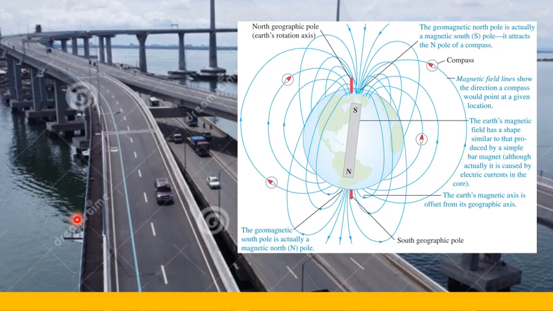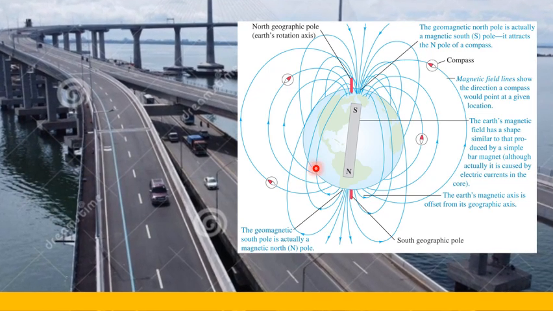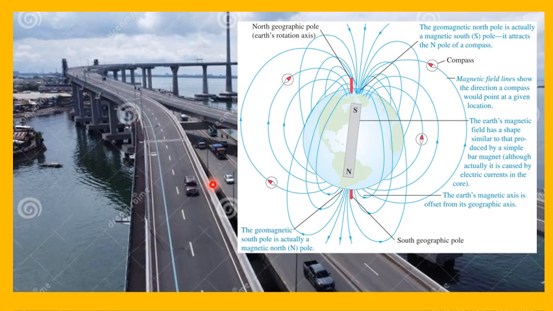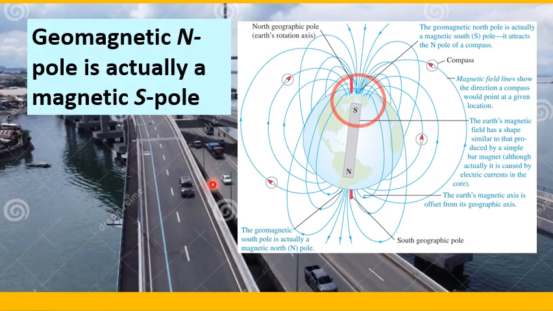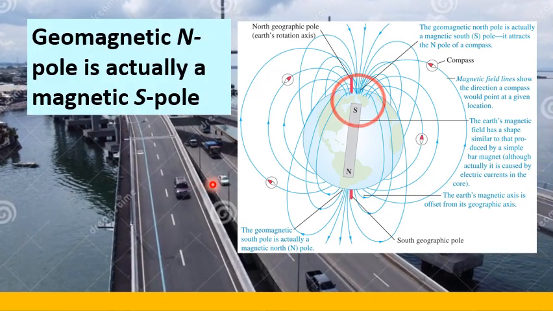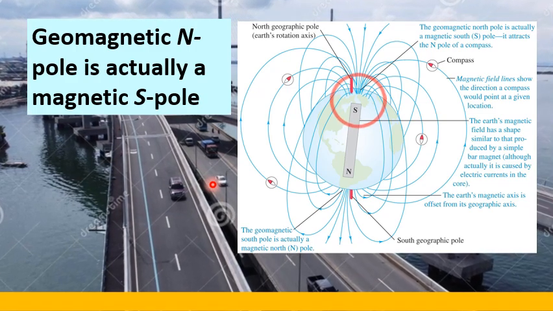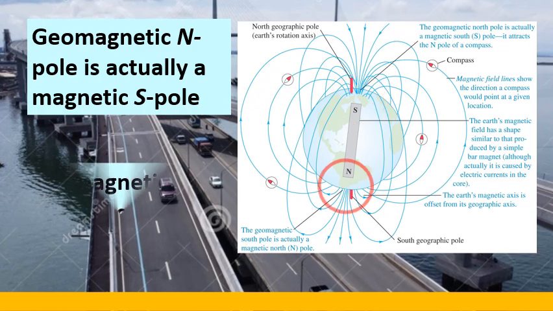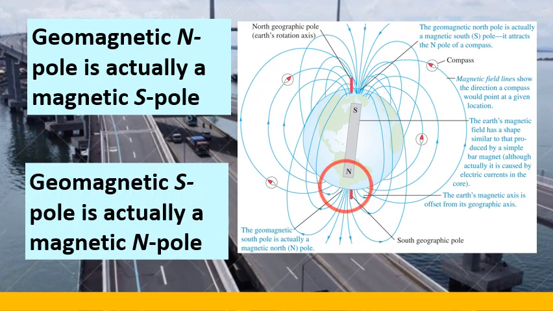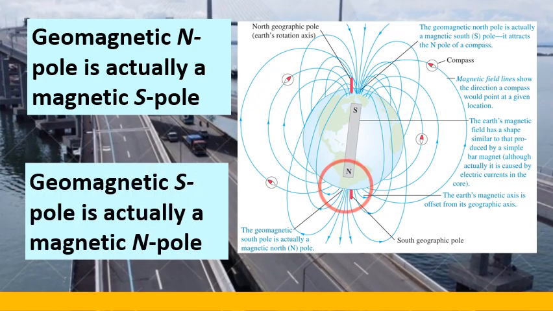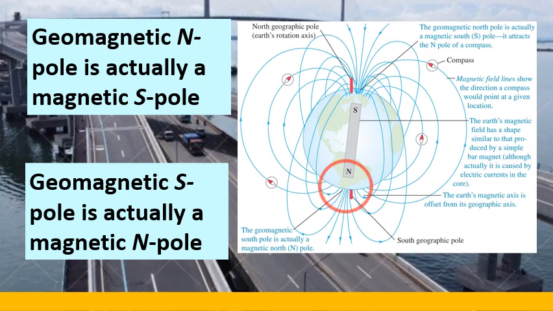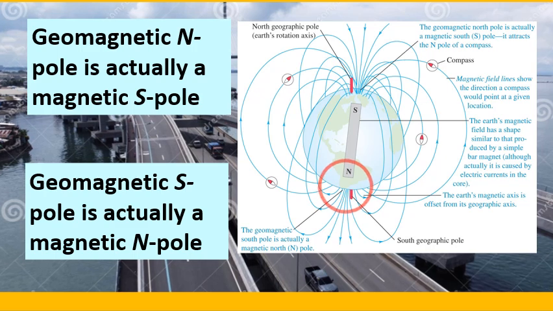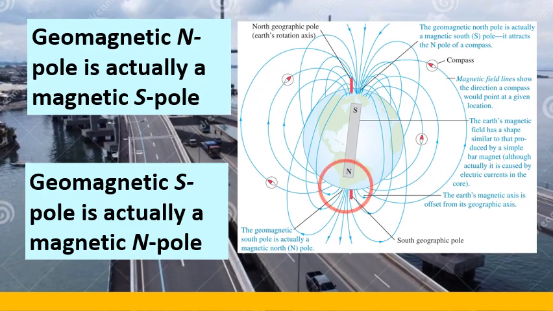As shown in the figure, the geomagnetic north pole of the Earth is actually a magnetic south pole, and the geomagnetic south pole of the Earth is actually a magnetic north pole. Hence, the south pole of a magnet points toward the Earth's geomagnetic south pole, or more commonly called the South Pole.